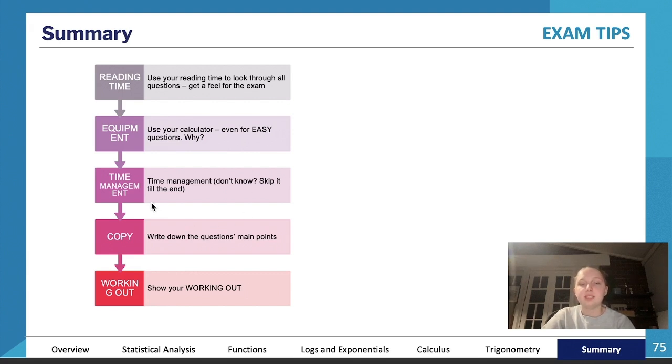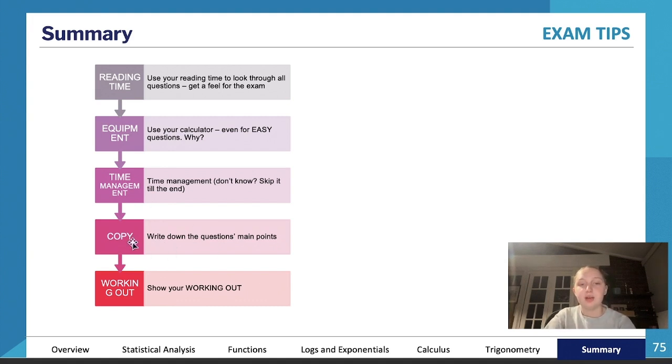With your time management, if you don't know a question, skip it. It's not worth spending 20 minutes on a question that you don't know how to answer and losing all the marks for the questions after that, which you actually do know the answer to but don't get time to answer, because you've spent way too much time on something you don't know, okay? If you don't know a question, skip it, come back to it. Not worth it.